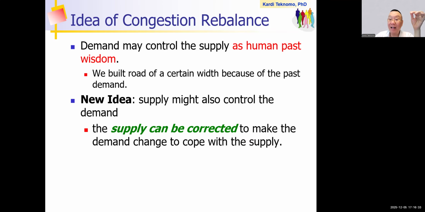So the basic idea is having the possibility to correct the supply. We create a policy that alters the supply in order to make the demand change, to cope with the supply. Now, the correction of the supply will create a new equilibrium to balance the congestion of the entire network, not just one link. The demand can actually be rebalanced via supply changes. That's the basic idea.